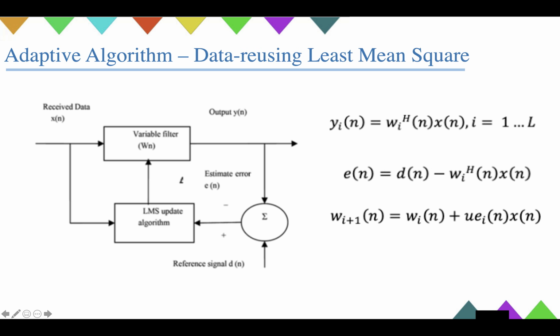Secondly, data reusing least mean squares is an improved algorithm of the LMS. It has the same structure as the LMS, but as we can see, when updating the weight, it needs the improved input signal, and the current weight doesn't determine the next weight, but will determine the weight at this time.